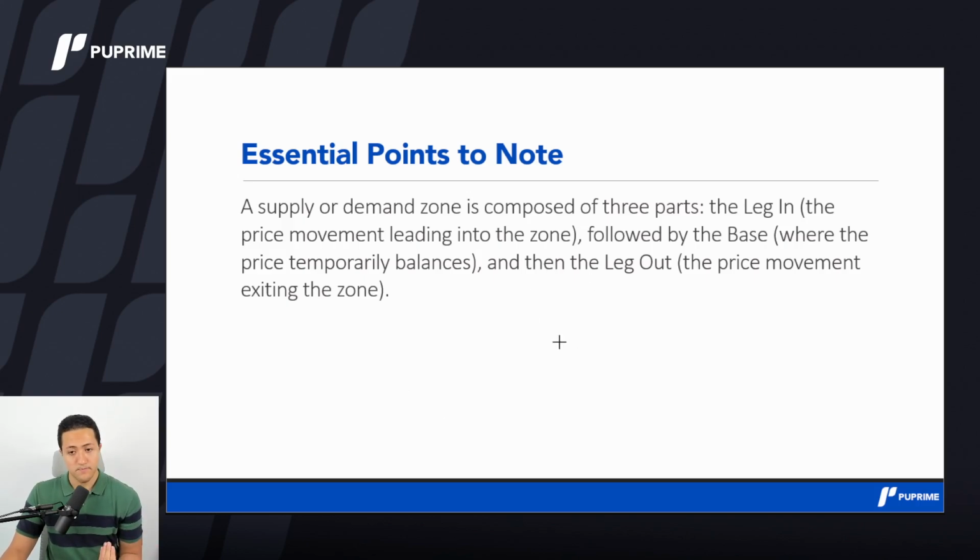Another example would be a move lower, some period of balance or a base, before moving lower. So that's the leg in, that's the base, and that's the leg out. This is pretty basic. In any supply or demand zone, in order to correctly identify the zone, you will have to figure out three things. Where is my leg in into the zone? Where is the zone itself, the balance or the base? And where is the leg out?